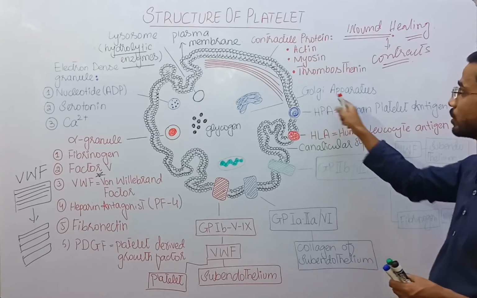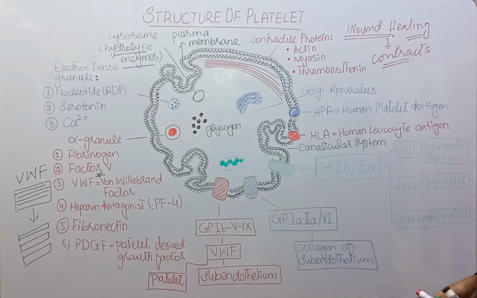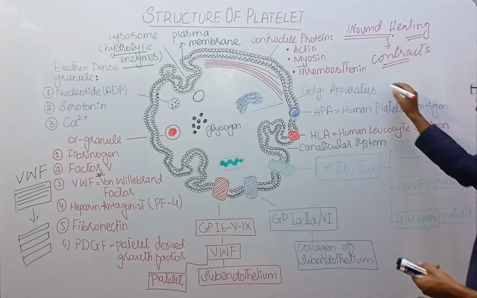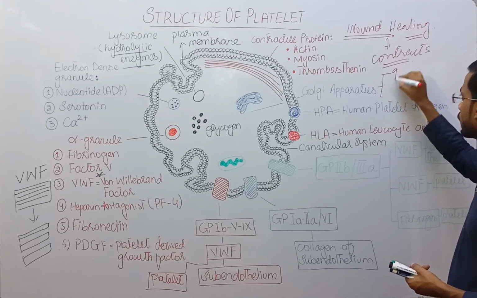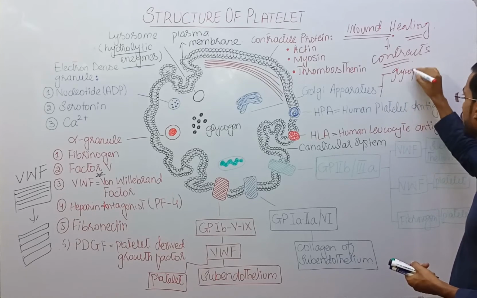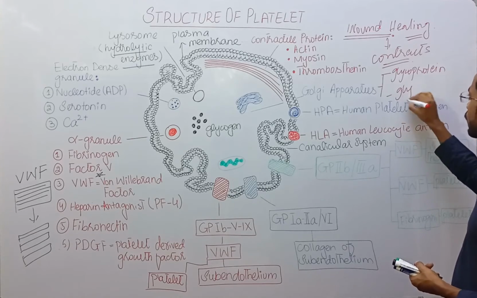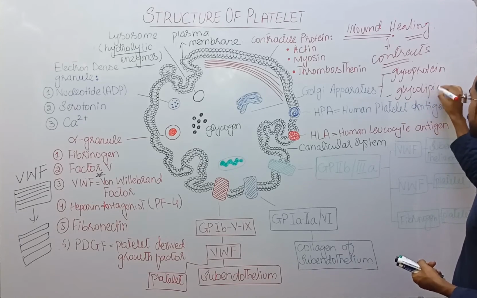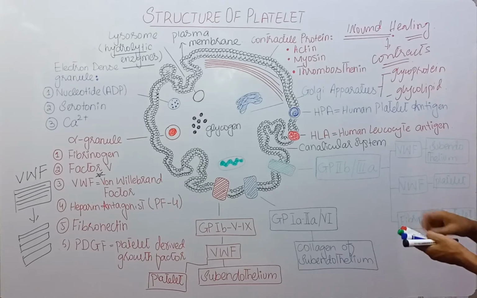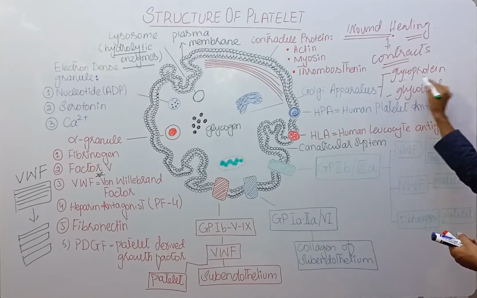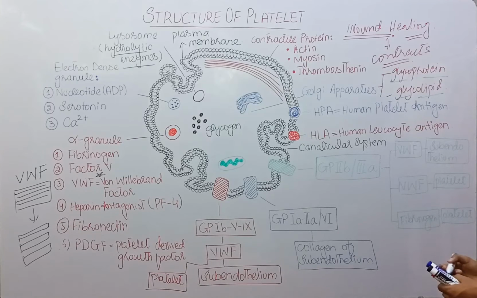Next is the Golgi apparatus. As usual, this is an organelle involved in the conjugation of different compounds like glycoprotein and glycolipid. It basically conjugates carbohydrates with protein and carbohydrates with lipids.